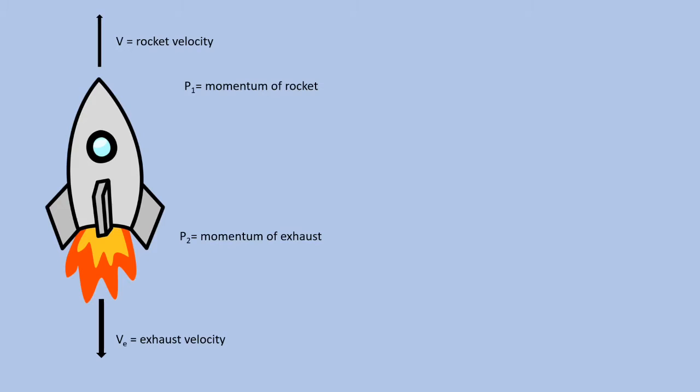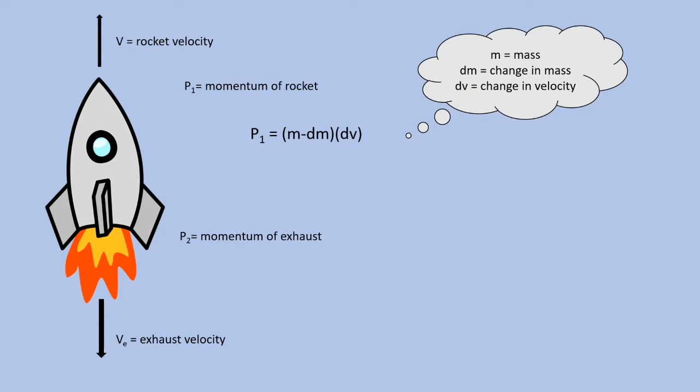Well, the first step is going to be to write an equation for the momentum of the rocket. Momentum equals mass times velocity, but as the rocket goes up, its mass decreases and velocity increases, so we need to take that into account. We do the same for the momentum of the exhaust, only the exhaust velocity is a constant throughout the flight.